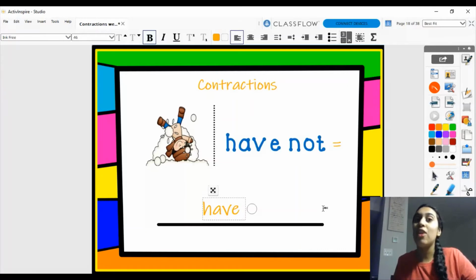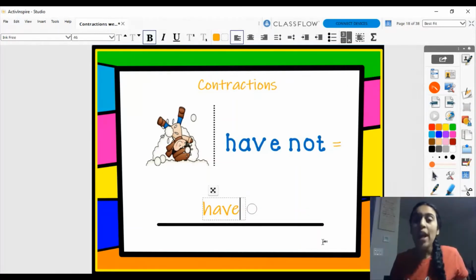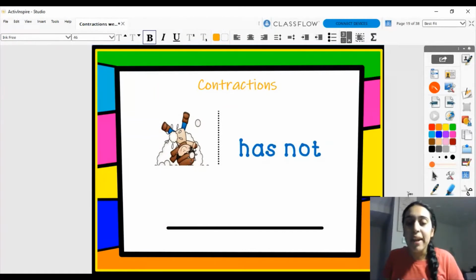And we're just going to follow that rule with the word not, taking away the O and replacing it with an apostrophe. So what two letters are we going to keep in the word not now? N, apostrophe T. The next pair is has not. Go ahead and write has not in your notebook, then add the equal sign.